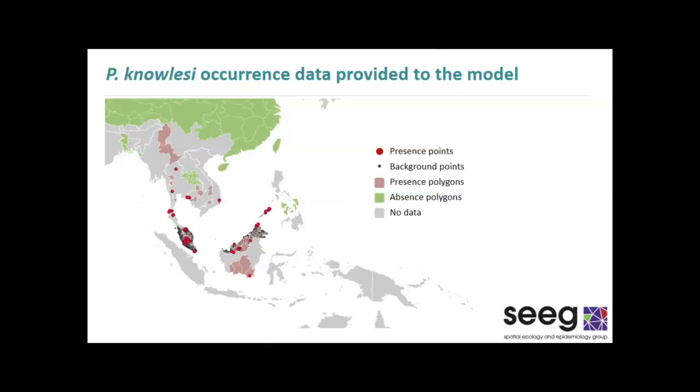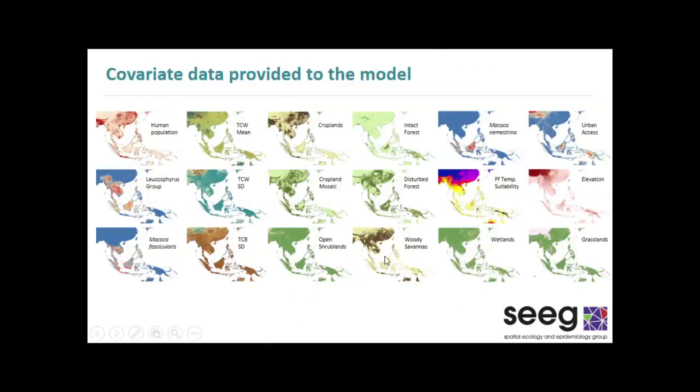So this shows you, the red dots and the pink polygons are locations where malaria knowlesi has been reported in humans, macaques, or mosquitoes. There's also some absence and background data shown on that map, which is also required for the model. You'll notice that most of the occurrence data is clustered in Malaysia, Brunei, and Singapore. I'm not going to discuss in this talk how I dealt with some of those data biases, but if you're interested, come and speak to me afterwards. We also supplied the model with a range of environmental, socioeconomic, and biological covariate data.